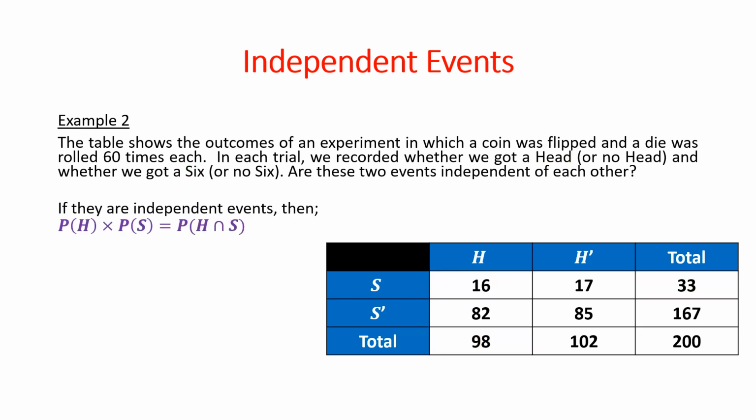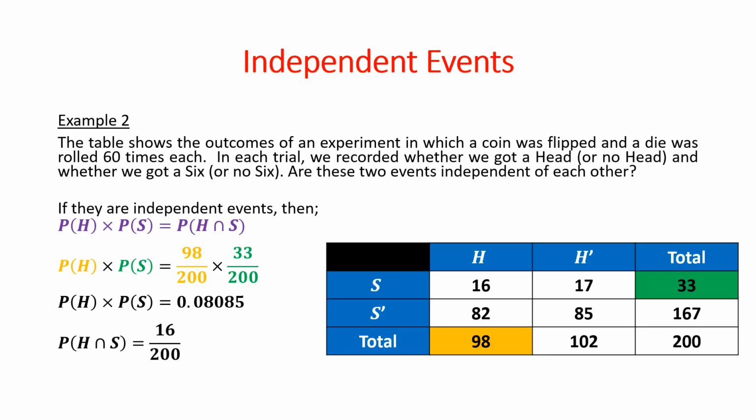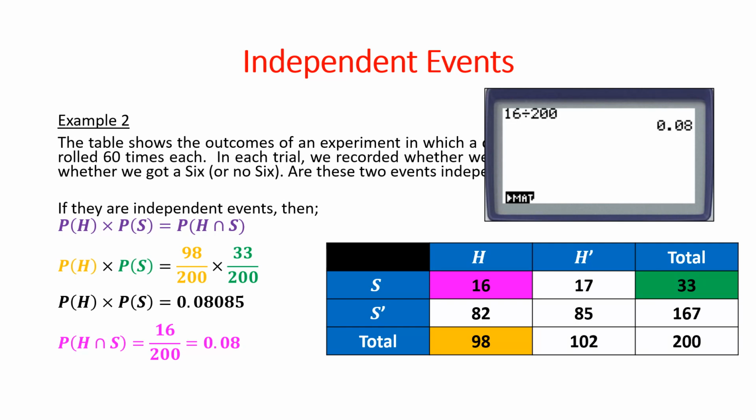All right, if they are independent events, then P of H times P of S must equal P of H intersect S. So let's work out the probability of head times the probability of a 6. So that's 98 over 200 times 33 over 200, and that gives us 0.08085. Now we can read off the table the probability of H intersect S. That's 16 chances out of 200, and converting that to a decimal is 0.08.